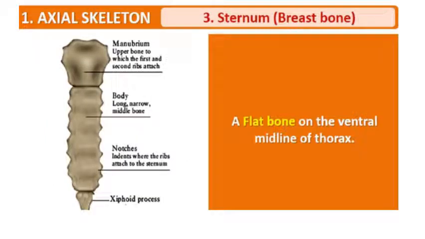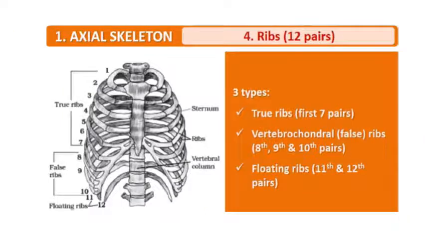Then we come to the sternum bone or the breastbone. This is a flat bone on the ventral midline of the thorax. Then we have 12 pairs of ribs. They are of 3 types. The first one is the true ribs, which form the first 7 pairs, as you can see in the figure. Then we have the vertebrochondral ribs, which are also called false ribs. They form the 8th, 9th and 10th pair. Then we have the floating ribs. They are the 11th and the 12th pair.